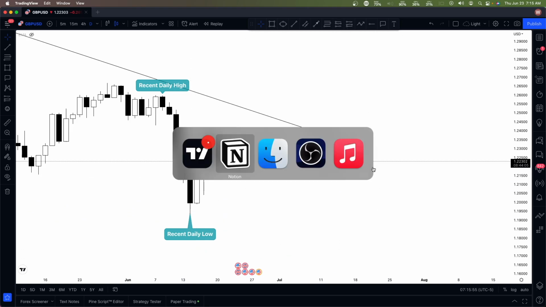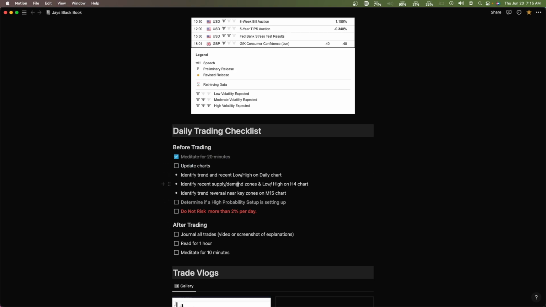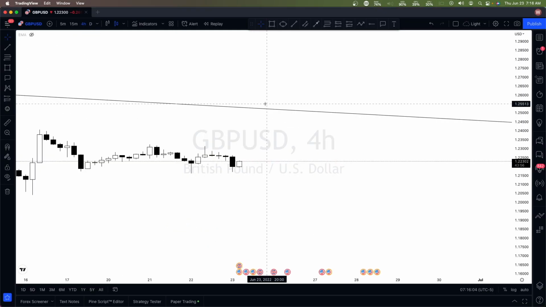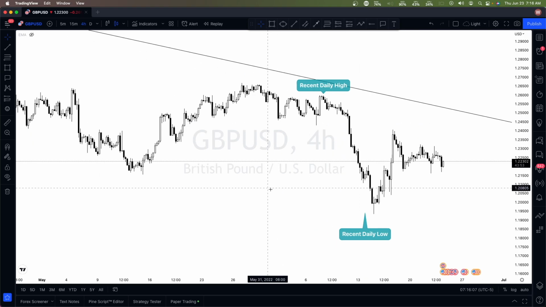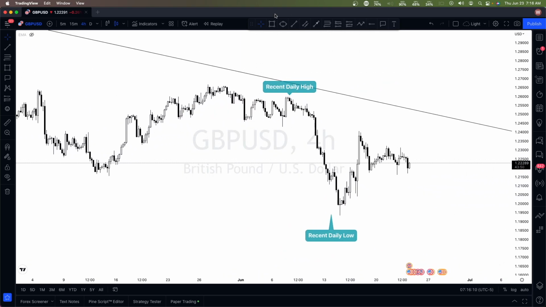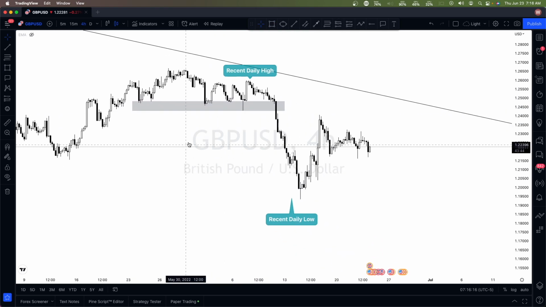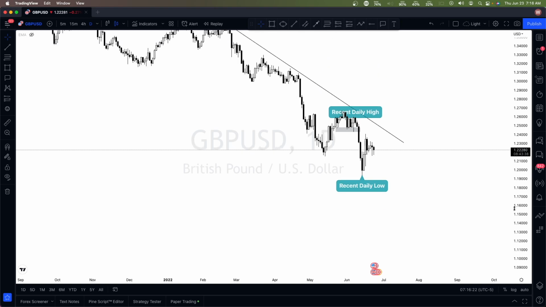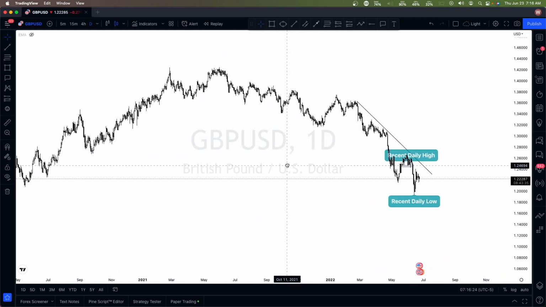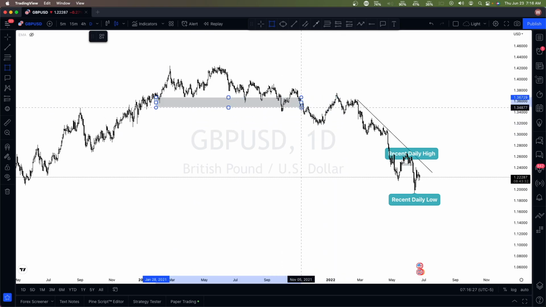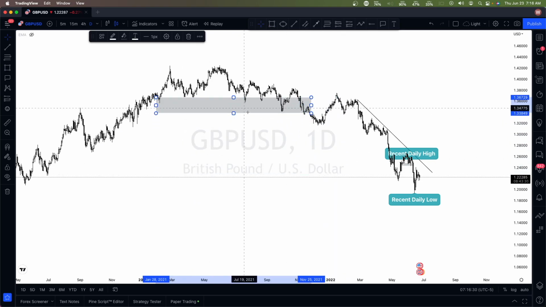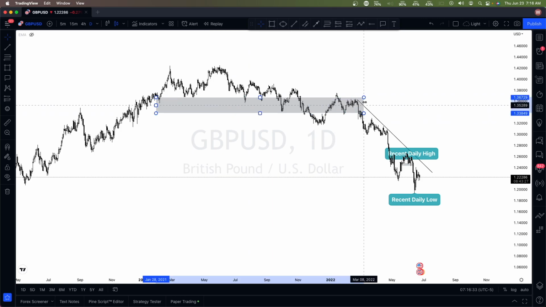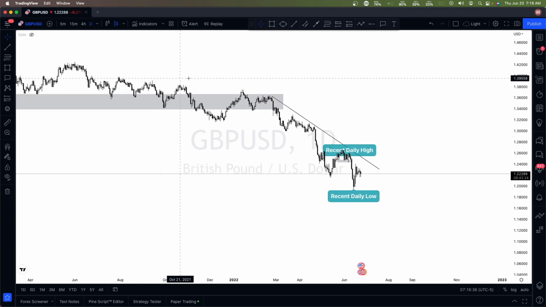Next, we're going to identify recent supply and demand zones on a low and high on the hourly 4 chart. Down on hourly 4, identify supply and demand zones. We have one right here. Pretty much the same thing we saw on the daily. If we go to the daily chart, look at this. See how we have this supply zone, price breaks through it, and then boom, downtrend. That's the daily chart.